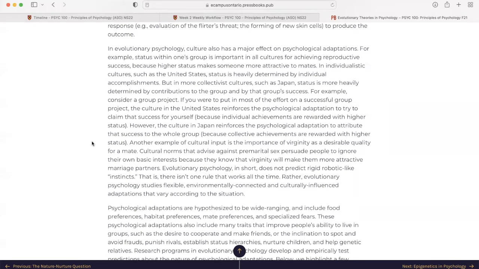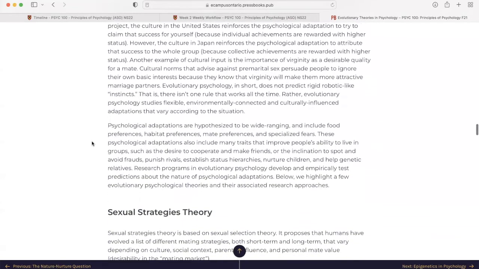Another example of cultural input is the importance of virginity as a desirable quality for a mate. Cultural norms that advise against premarital sex persuade people to ignore their own basic interests because they know that virginity will make them more attractive marriage partners. Evolutionary psychology, in short, does not predict rigid, robotic-like instincts. That is, there isn't one rule that works all the time. Rather, evolutionary psychology studies flexible, environmentally connected, and culturally influenced adaptations that vary according to the situation.